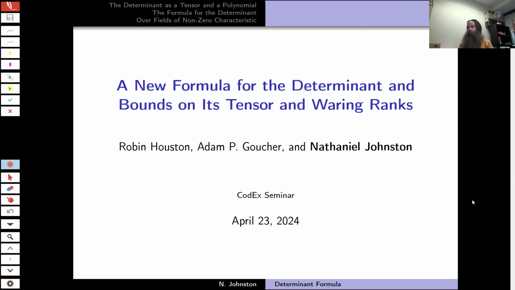Today's speaker is Nathan Johnston from Mount Allison University. Professor Johnston is an expert in quantum information theory and related problems in matrix analysis and convex optimization. Today, he will tell us about a new formula for the determinant. Take it away, Nathan.